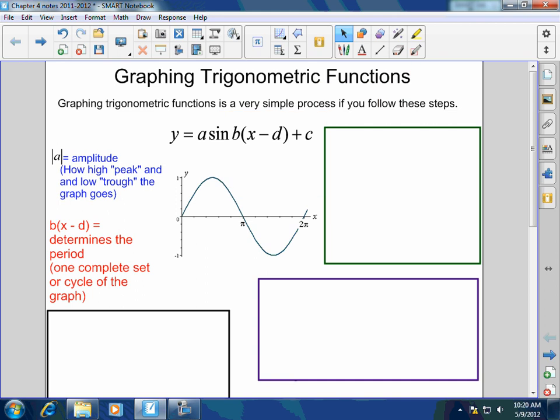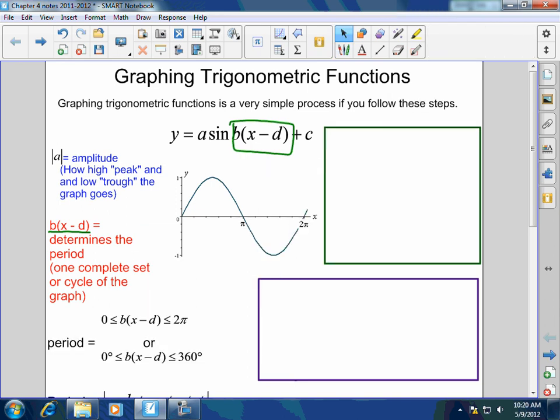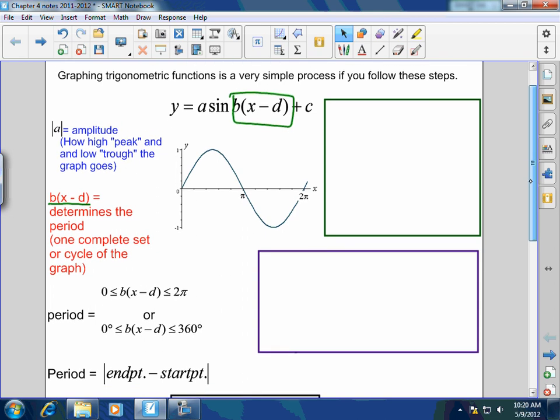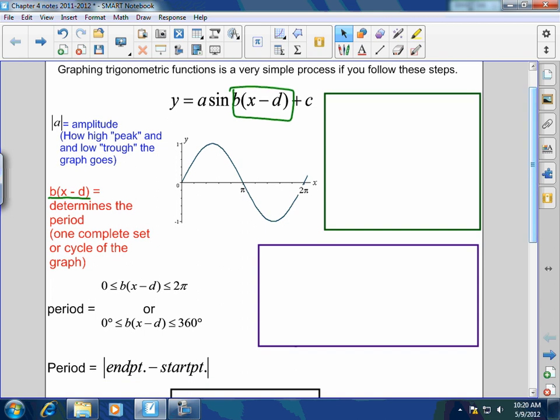Now, before, we used to find the period by going 360 divided by B. We're going to change that up completely now. Now we're not looking only at the B, but we're looking at everything that affects this X. So the B times X minus D equals the determining of the period. One complete cycle. And how you find that is very simple. B times X minus D has to be set greater than or equal to 0 and less than or equal to 360 or 2 pi.